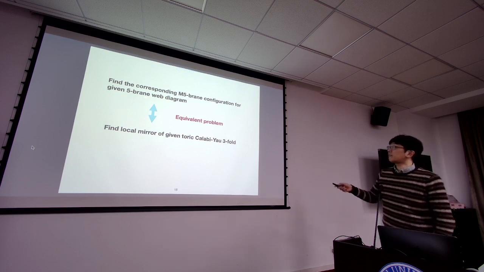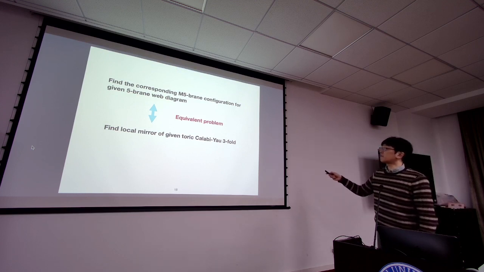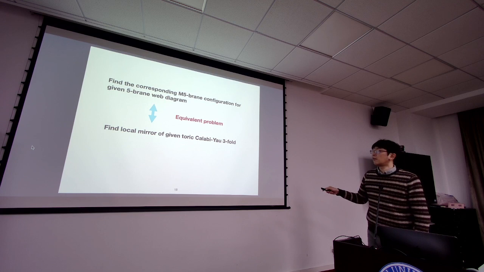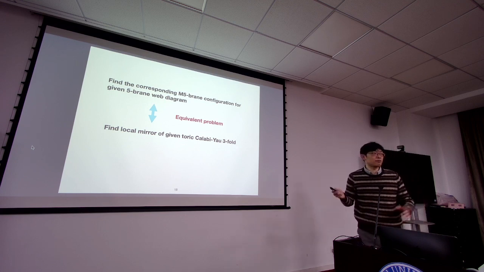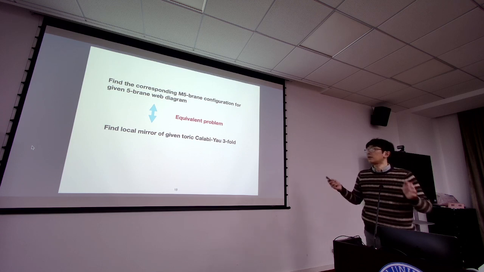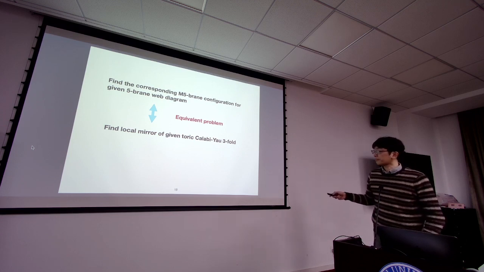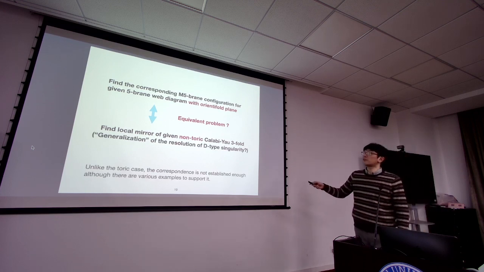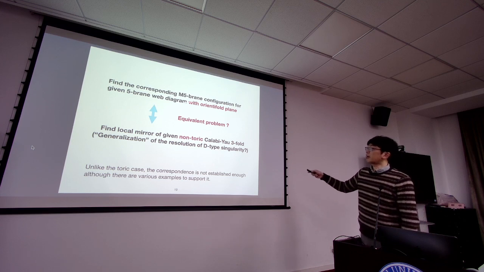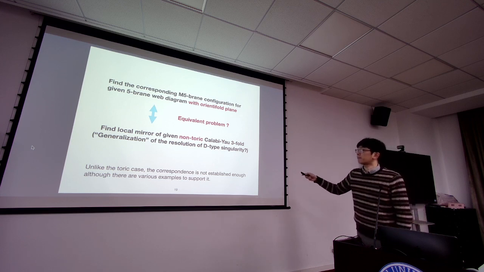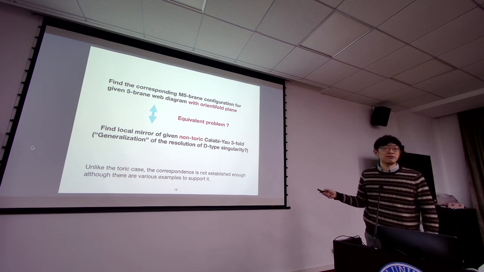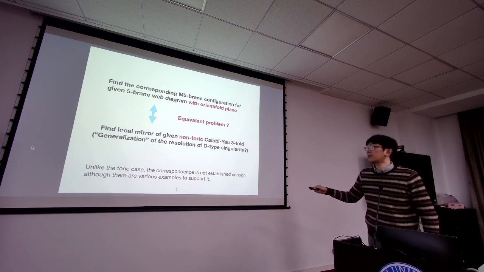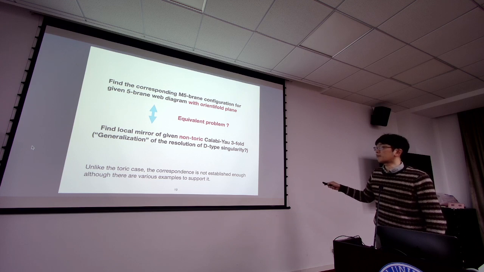So as I said, finding the corresponding M-theory configuration for a given fibrin web diagram is an equivalent problem to finding the local mirror of a given toric Calabi-Yau threefold. And this is true if there is no orientifold and so on. So now what I'm interested in is to find the corresponding M-theory configuration for a given fibrin web with orientifold plane. And then, as Mauricio asked, there should be also a problem on finding the local mirror of a given non-toric Calabi-Yau threefold.